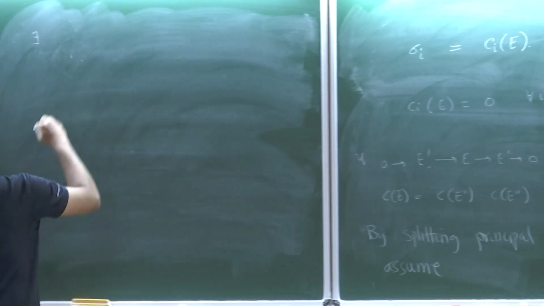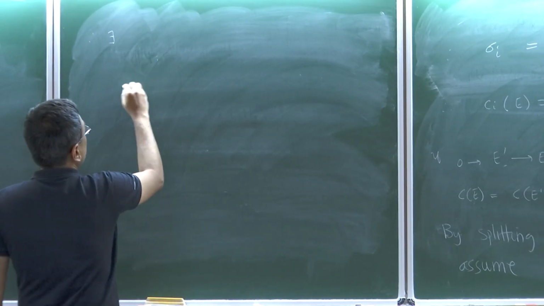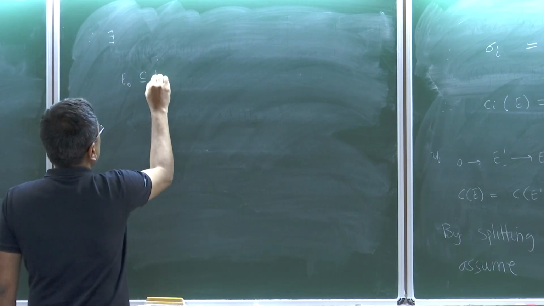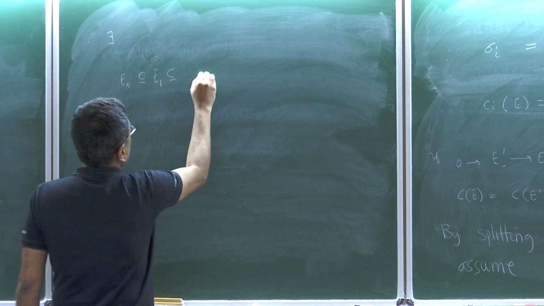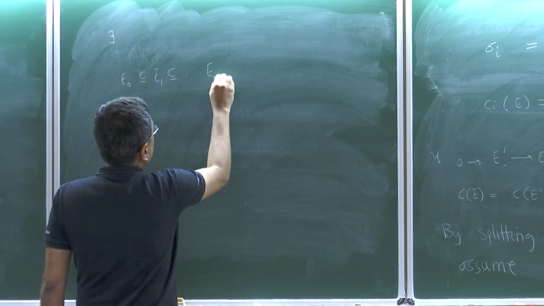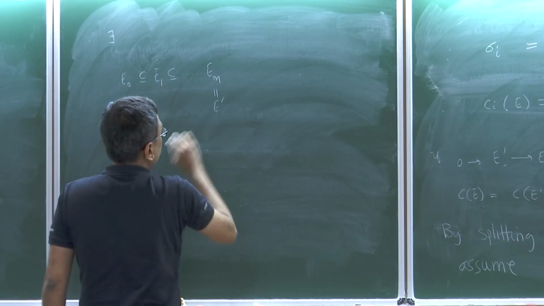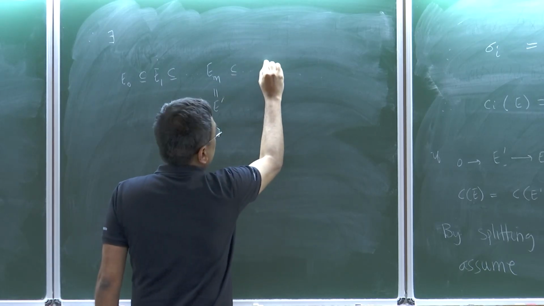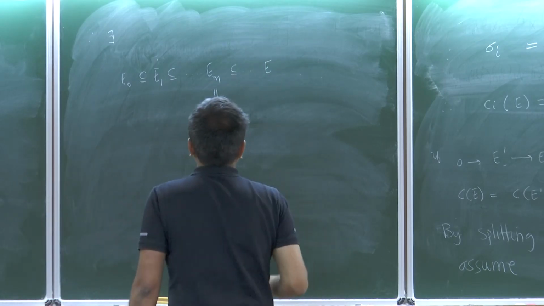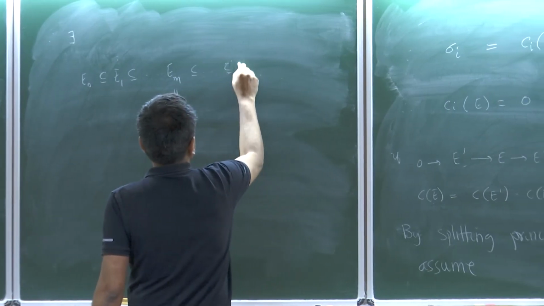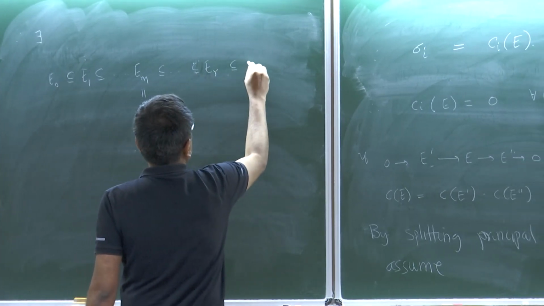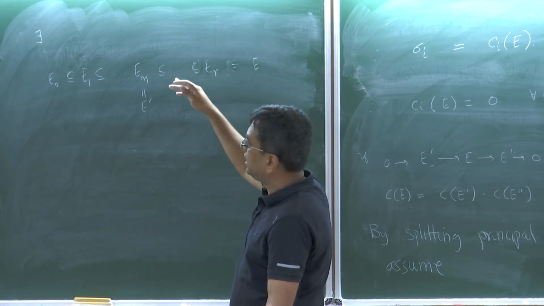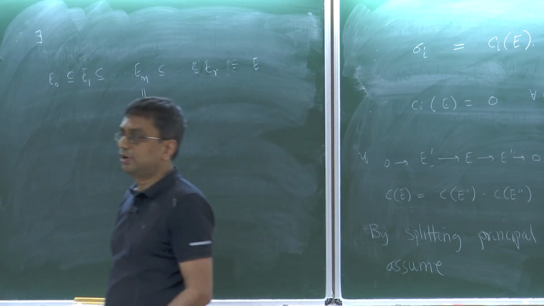So basically there exists a filtration of E. Let's say E0 contained in E1 contained in ... EM, where this EM becomes E prime, then contained in ... ER, where ER is equal to E. I want a filtration where one of them becomes E prime. So how do I do this?